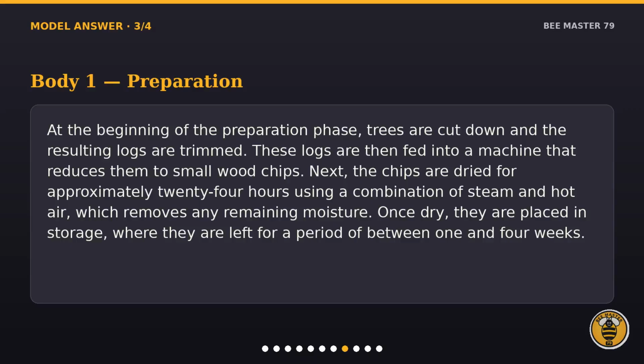Paragraph 3 describes the preparation stage. At the beginning, trees are cut down and the resulting logs are trimmed. These logs are then fed into a machine that reduces them to small wood chips. Next, the chips are dried for approximately 24 hours using a combination of steam and hot air, which removes any remaining moisture. Once dry, they are placed in storage, where they are left for a period of between 1 and 4 weeks.